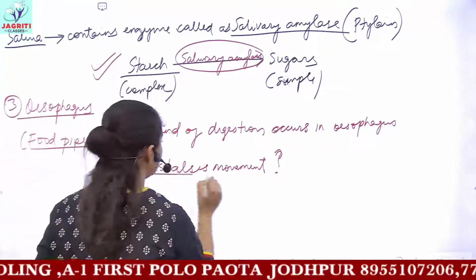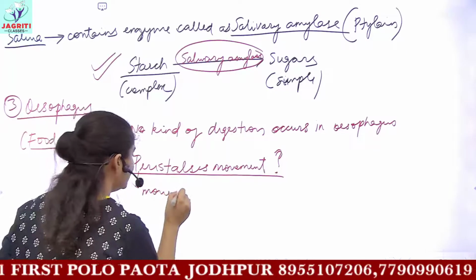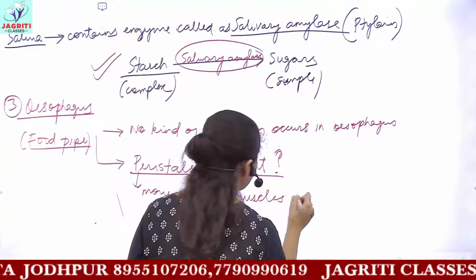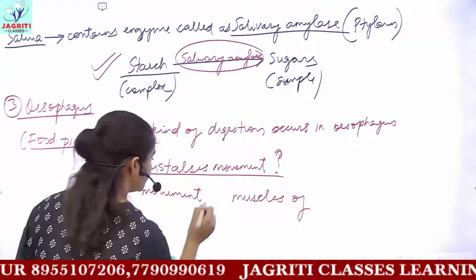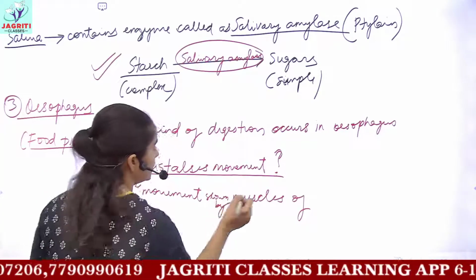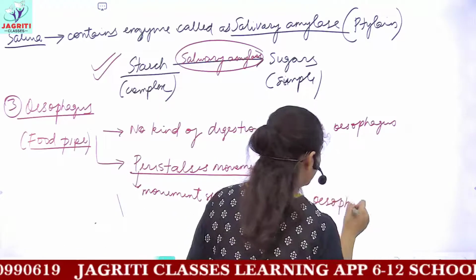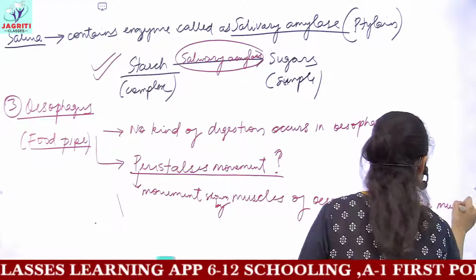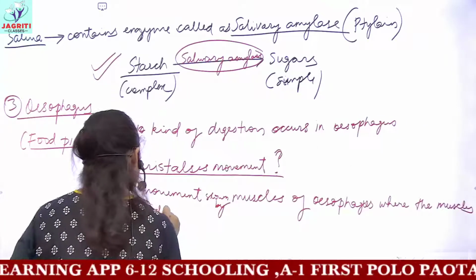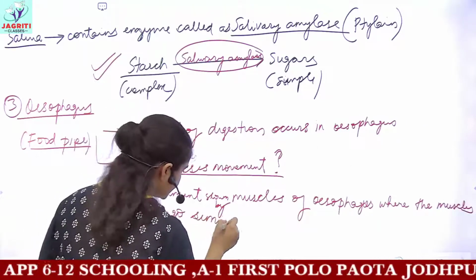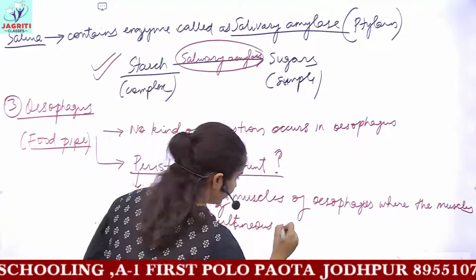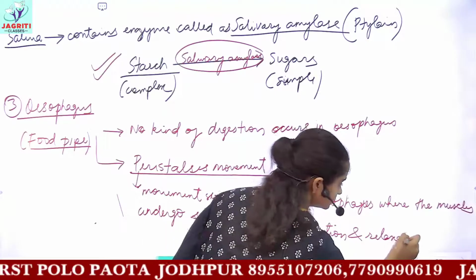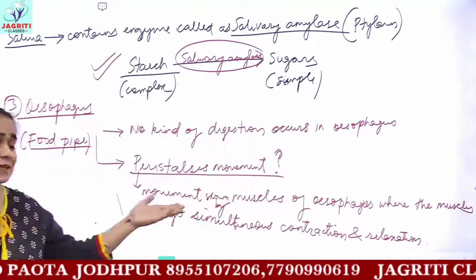So peristalsis movement is the movement shown by the muscles of your esophagus or food pipe, where the muscles undergo simultaneous contraction and relaxation. What do you understand by the term peristalsis movement?